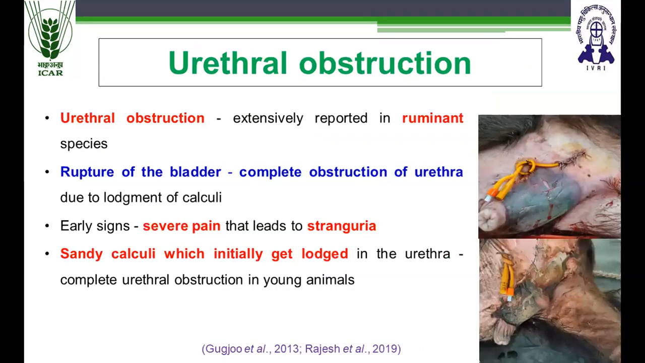The urethral obstruction is extensively reported in male ruminant species, and it can also lead to rupture of bladder and complete obstruction of urethra due to lodgement of calculi.